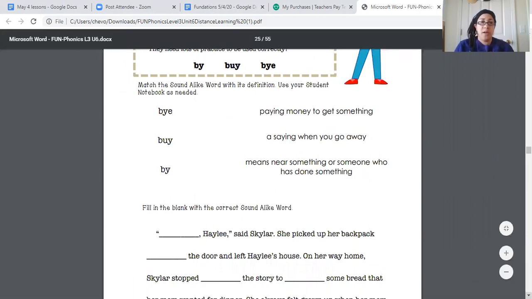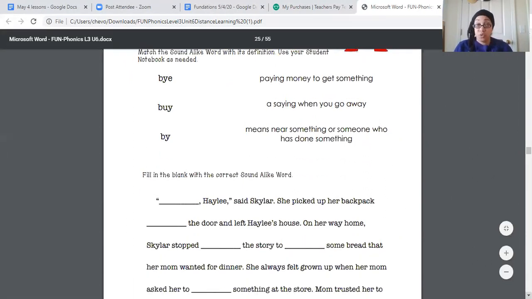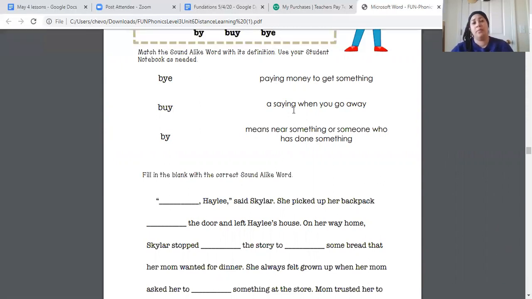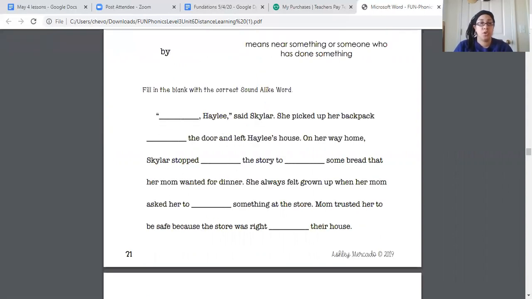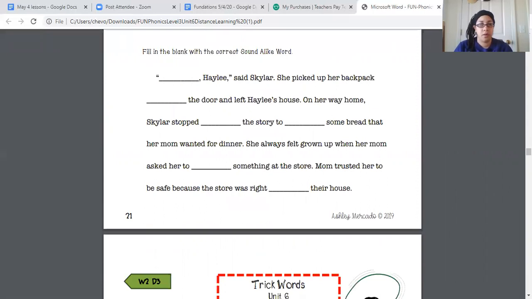Okay, so they want us to use the correct bye in this story. So here we have BUY, which is paying money to get something. BYE, which is the saying when you go away. And you should know these because you were supposed to look these up last week during our lesson. I think I told you that in the Fundations video that I had made. And then we have BY, which means near something or someone who has done something. So let's see which words we're going to use, and I'll type them in here as well.